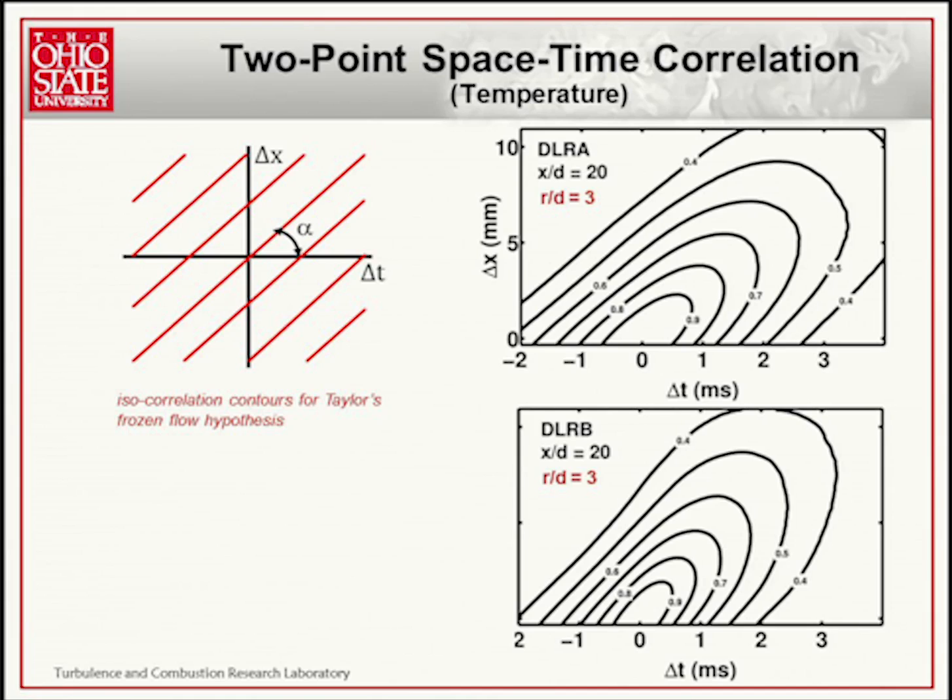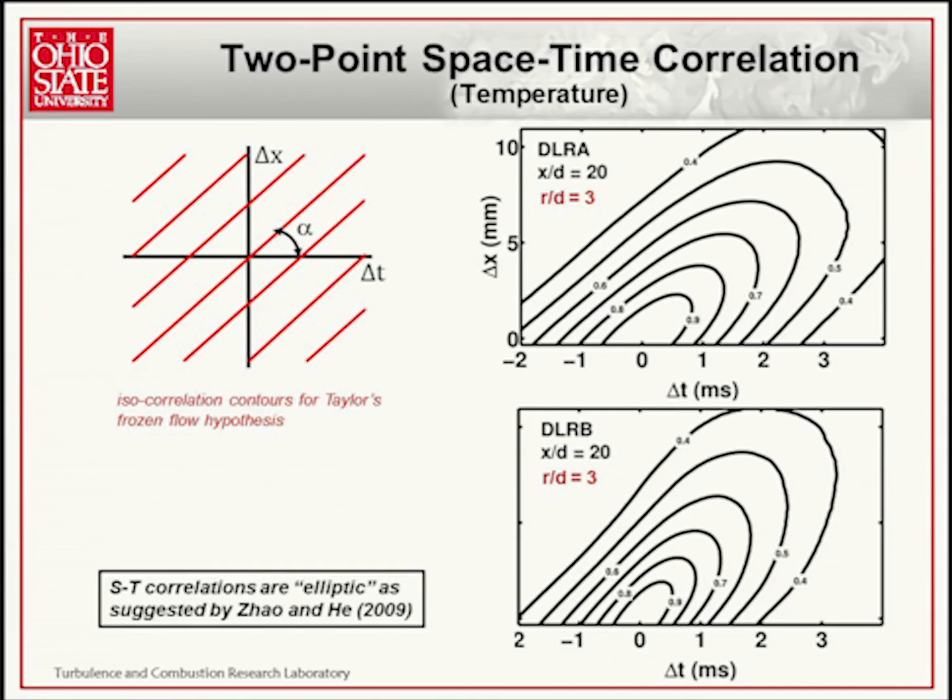Okay, so strictly speaking, we do know this, but Taylor's hypothesis is incorrect. That's fine. Well, let's see if there's some implication for that. Okay, we notice that these are elliptical. Well, the elliptic contours were suggested by Zhao and He in 2009. This is for homogeneous, non-reacting shear flows, wall-bounded flows, and essentially they took advantage of the fact that the correlations are elliptic to develop a so-called elliptic model.